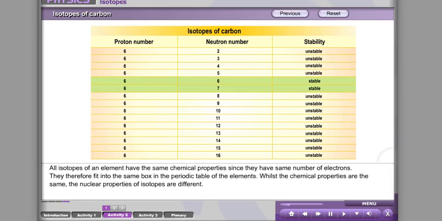All isotopes of an element have the same chemical properties since they have the same number of electrons. They therefore fit into the same box in the periodic table of the elements. Whilst the chemical properties are the same, the nuclear properties of isotopes are different.